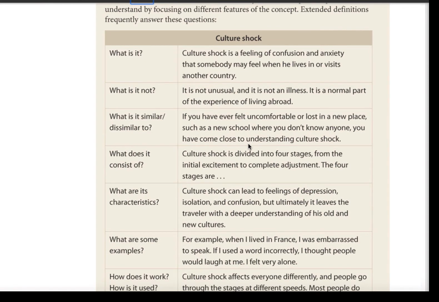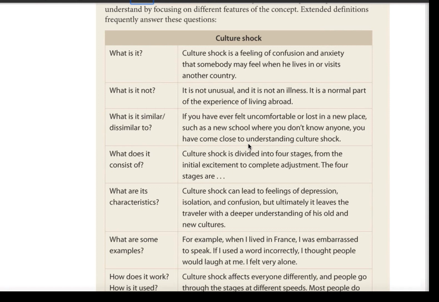And then we want to draw a comparison of this word culture shock to some other kind of experience. So it asks, what is it similar to, or what is it not similar to? What it says is if you have ever felt uncomfortable or lost in a new place, like in a new school or a new job, and you don't know anyone, you have come close to understanding what culture shock is. So in this example, they've drawn a parallel: it's like feeling lost in a new city or lost on your job or in a new school. It's that same kind of feeling. It's uncomfortable.